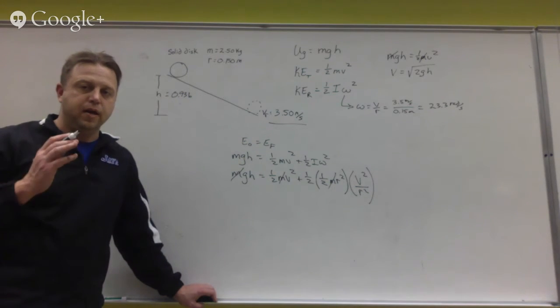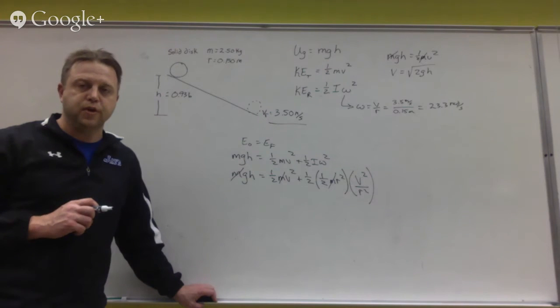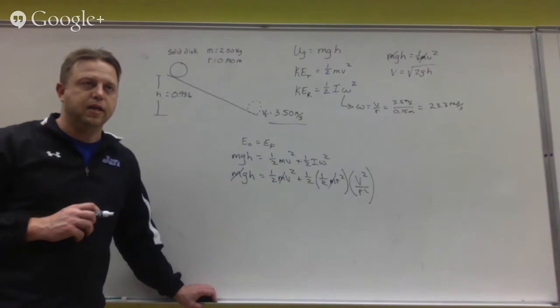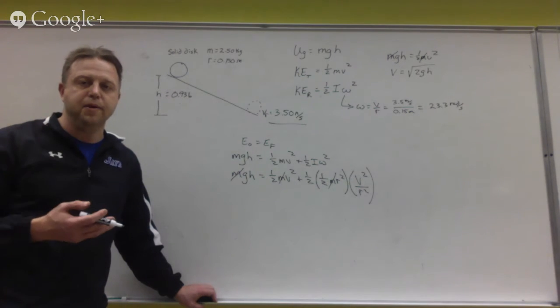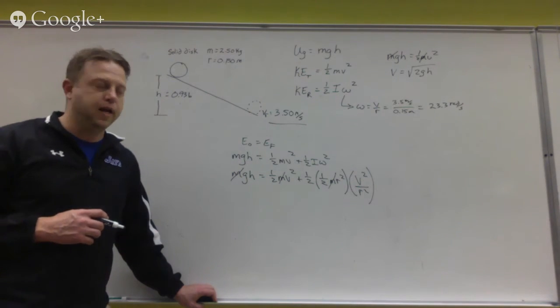It also doesn't matter, and this is the tricky part. You would think that an object with a larger radius will finish at a different time down the ramp than one that has a smaller radius.